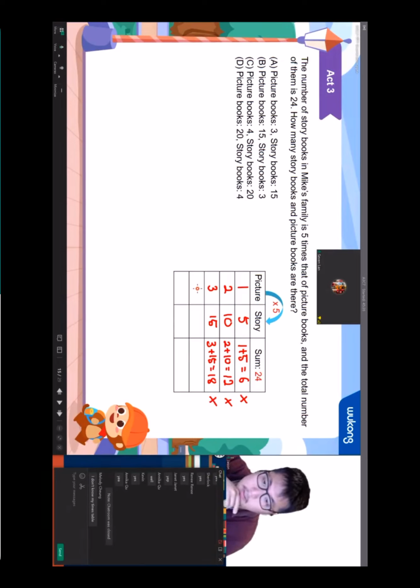Okay. And then? 4. 20. Yes, because 4 times 5 equals 20. And then 4 plus 20 equals to what? 24. Does that work? Yes. So we stop here. So well done. So that's why the answer is C. Picture book 4, storybook 20, not the opposite way. Very good, 7. Thank you.